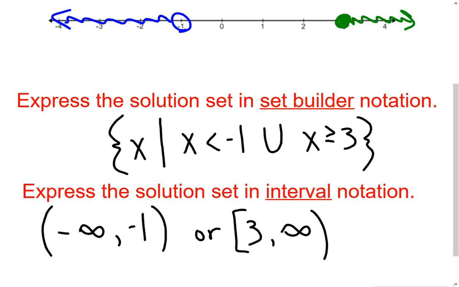And again, our little word or here in the middle of this one, we could replace with the union symbol. Either one would be acceptable.